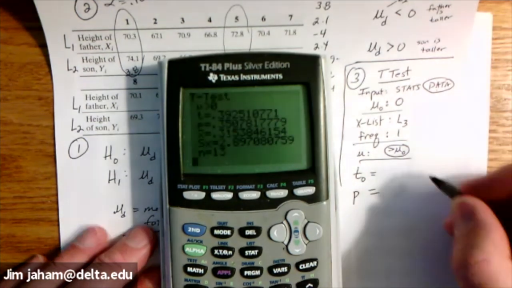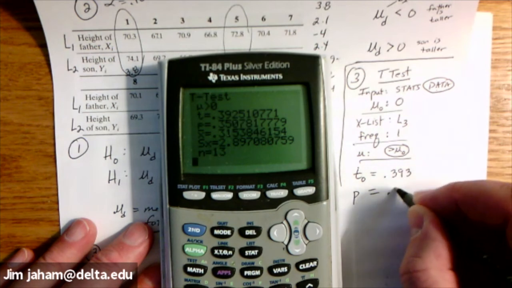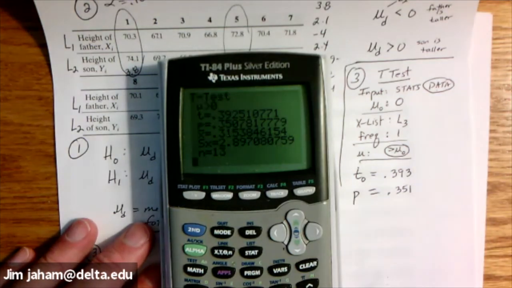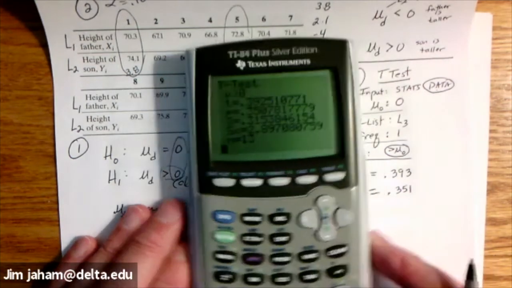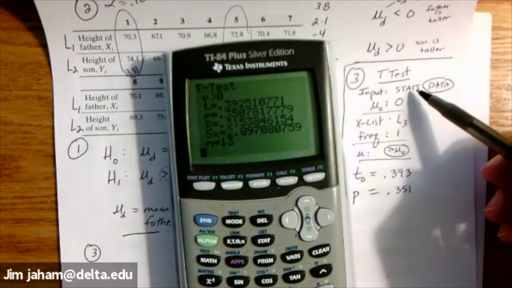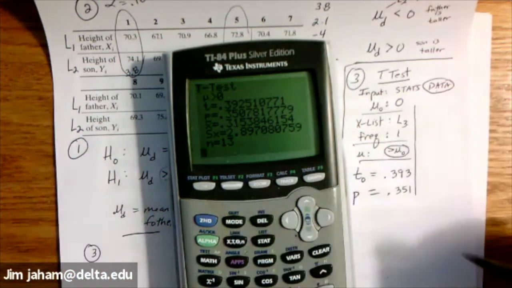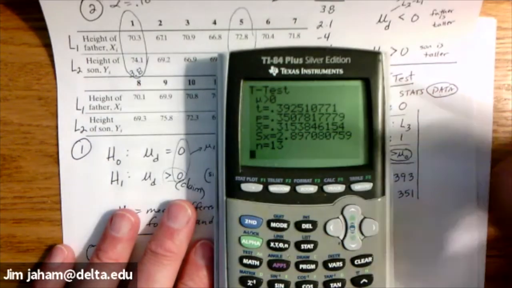Calculate. All right, so the t-value is 0.39. I'm just going to round it to 3 decimal places. And the p-value is 0.351. Now, I'll always insist that you write down the summary statistics. Notice we didn't select the stats here, so we don't know what x bar, sx, and n are. We do know that n is 13 because we have 13 son-father pairs. So they'll always give you the mean and the standard deviation and the sample size. So always write those down.